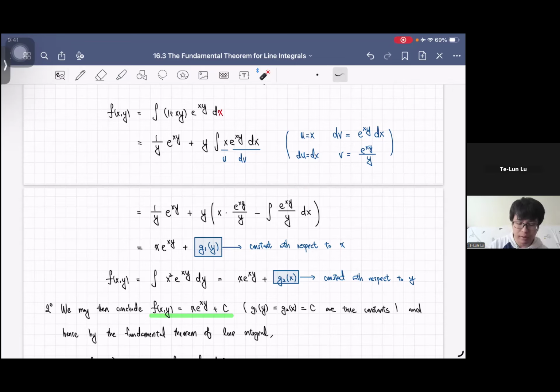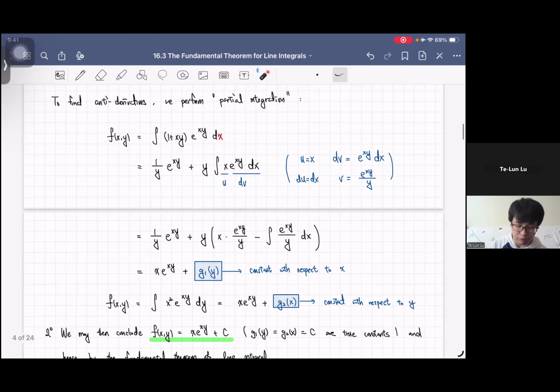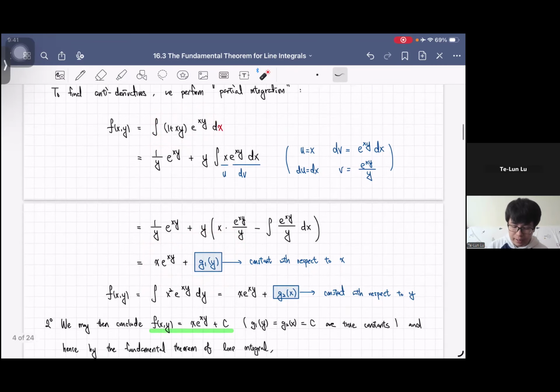However, in this case, we're doing partial integration, right? Where we're regarding y to be constant. So the so-called constant term should be anything that is a function of y. In this case, g1 of y. You can verify that if you differentiate this with respect to x, the partial differentiation, you will get what you want. So be careful with that. That is the only difference between this type of two-dimensional partial integration in comparison to one-dimensional integration. In this case, the constant would be g1 of y, okay?